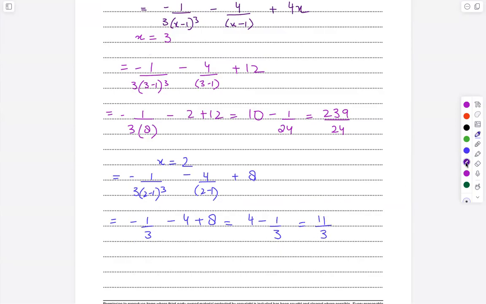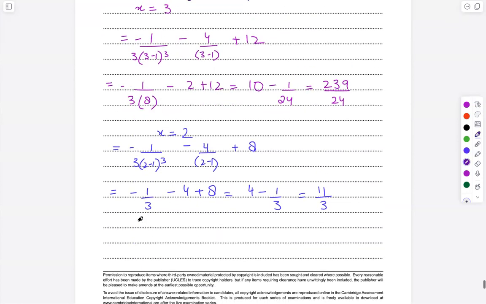So once we have these two values for the upper and the lower limit, to find the volume of the shaded region, we'll subtract these two values. So that will become 239 upon 24 minus 11 upon 3. If we substitute this in the calculator, 239 upon 24 minus 11 over 3 equals 151 over 24.